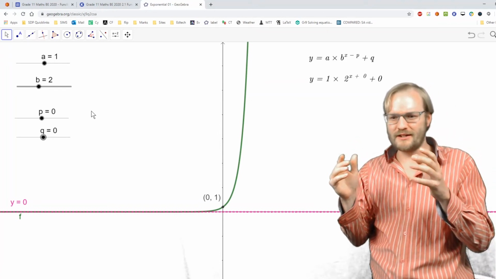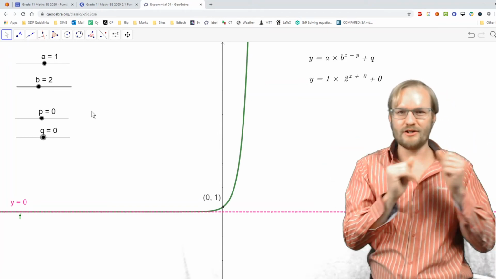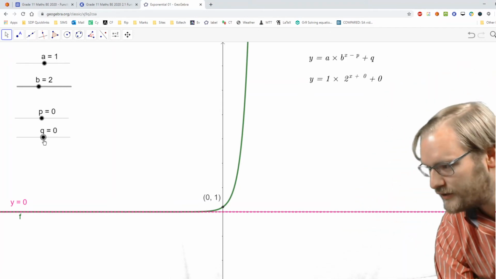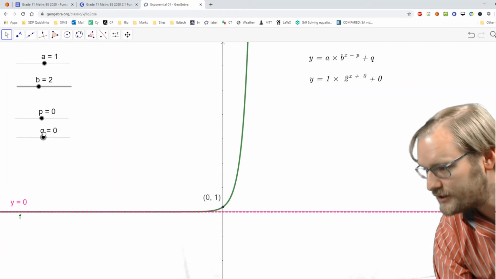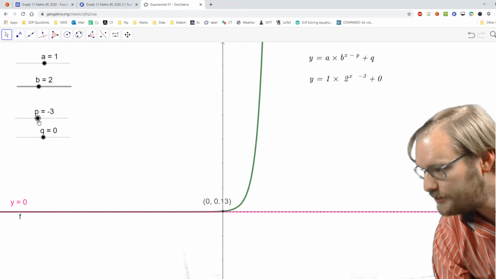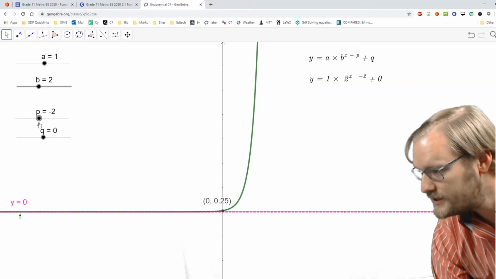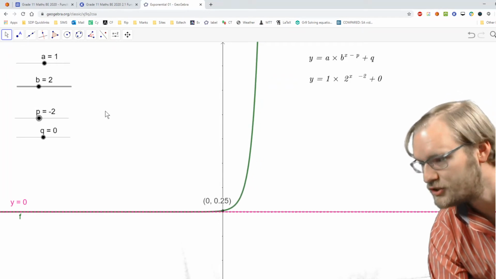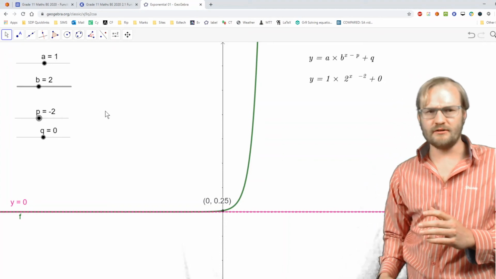So x minus 2 meant that it moved right by 2. Let's see what happens here. If we've got a q value, that's our q value, our p value, and we said let's go x minus 2. So what's our function done?